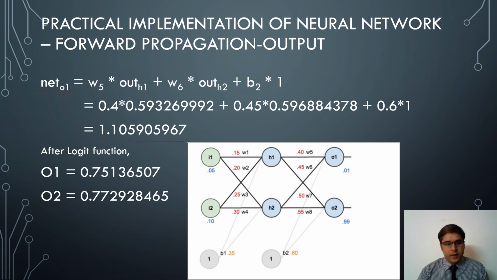And after applying the logit function, what is the logit function? It is simply the activation function used. In this case, it is the sigmoid function, that is 1 by 1 plus e to the power minus x, where x is the local field. So the final output for node O1 is this, and the final output for node O2 is this.